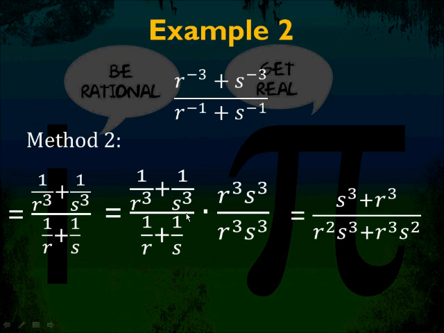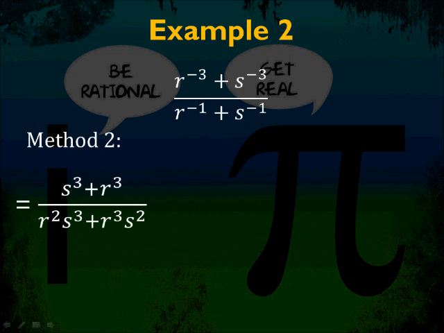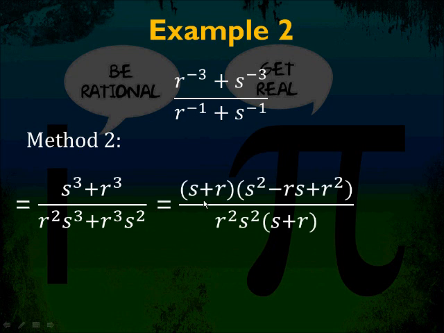Remember, you should be able to knock out all the denominators with what you do, because the whole goal is to knock out the denominator. So if you still have a denominator left, go back and check your least common denominator. So we can factor the top as a sum of cubes. We can also factor out an r squared s squared out of the bottom. After we do that, we get s plus r times s squared minus rs plus r squared all over r squared s squared times s plus r.